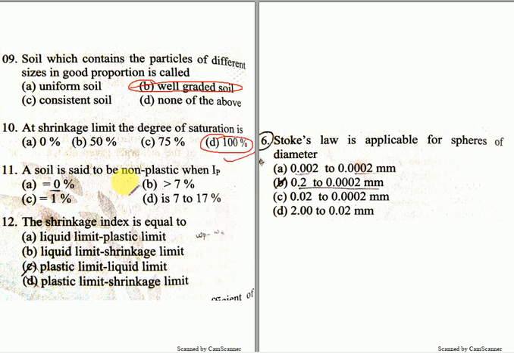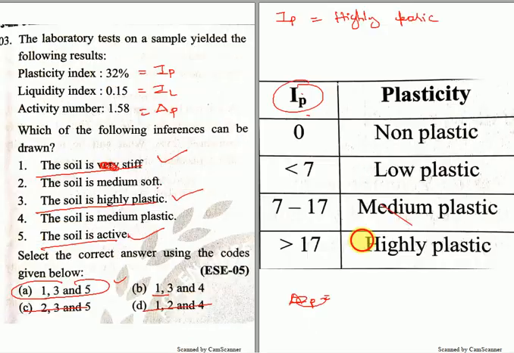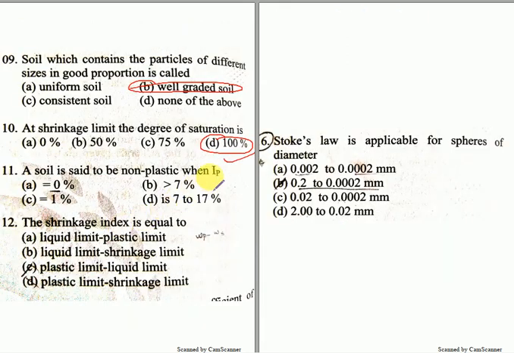A soil is said to be non-plastic when the value of IP is... IP value I had already told. I'll show you the chart once again. See, this is a plasticity chart. If the value of IP is 0, non-plastic; less than 7, low plastic; 7 to 17, medium plastic; more than 17, high plastic. Let me go to that question. So a soil is said to be non-plastic when it is 0%, which is less than 1.